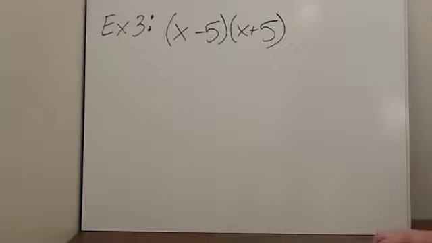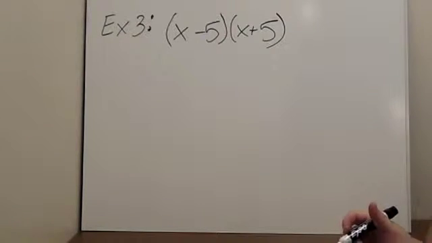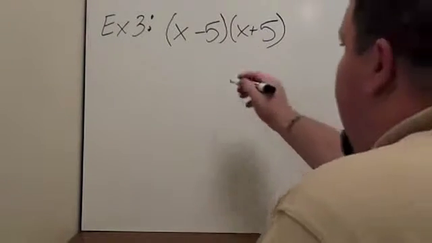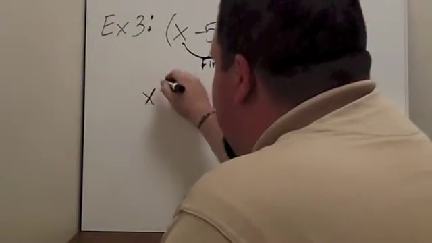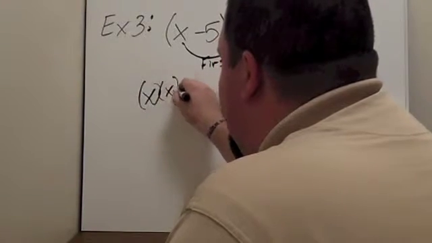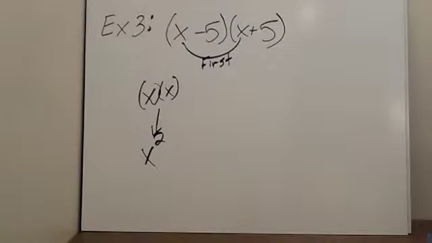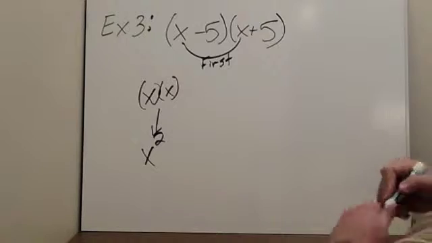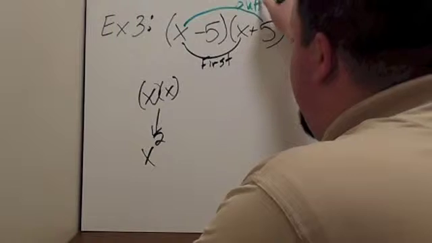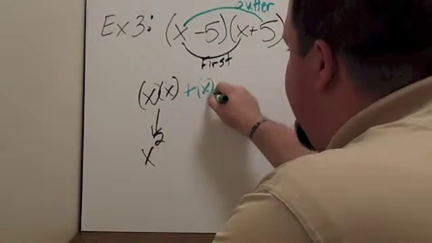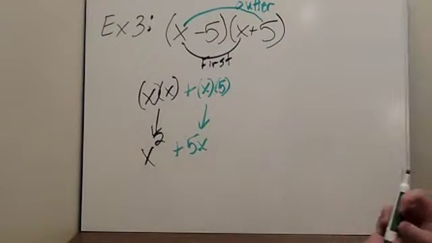Our third example is a little bit different. We're going to multiply the binomial x minus 5 times x plus 5, and you'll see why it's a little bit different here at the end. Our first terms, again, x times x, which results in x squared. Our outer terms, x times positive 5, which will give us a 5x.